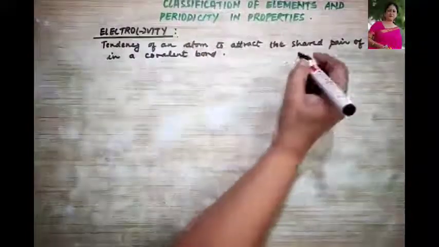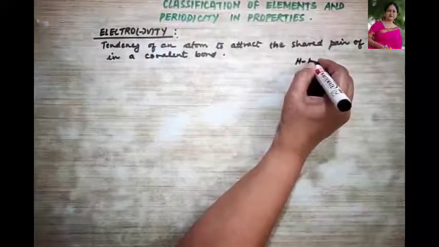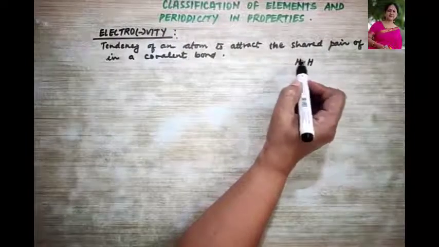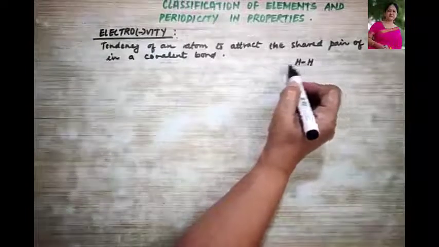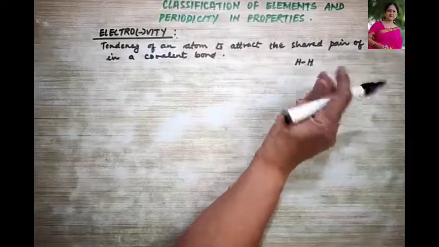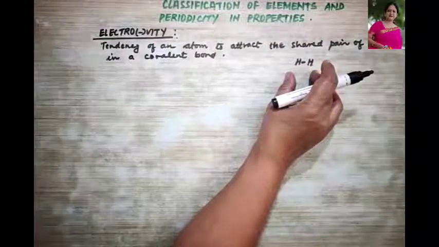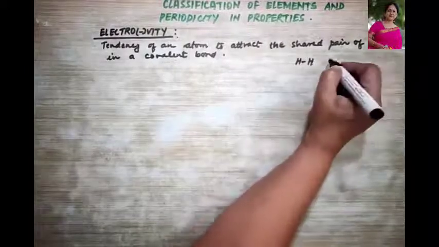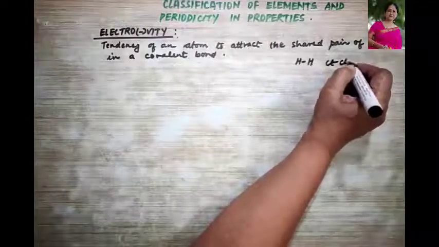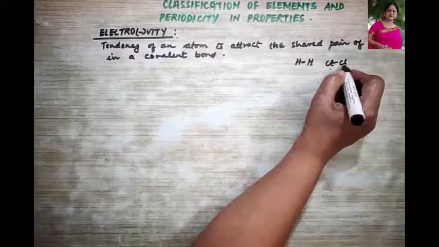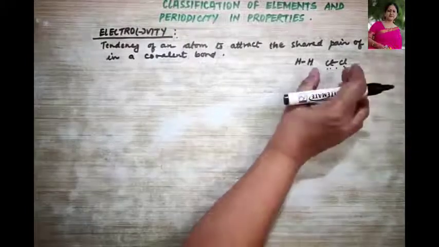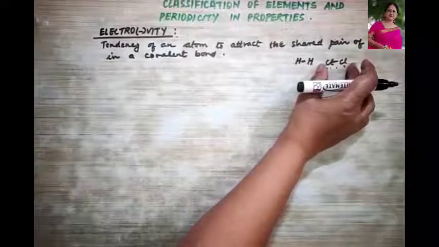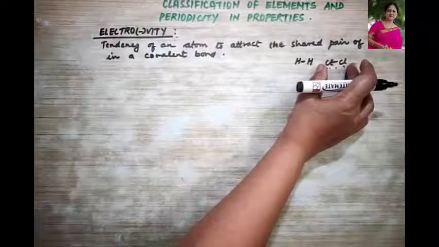For example, if hydrogen combines with another hydrogen, both these atoms have the same electronegativity, which means there is no electronegativity difference between the two. So what kind of bond is it going to form? It is going to form a non-polar covalent bond. Similarly, chlorine with another chlorine forms a non-polar covalent bond. Why? Because the electronegativity difference between the two atoms is zero or nearly negligible, right?